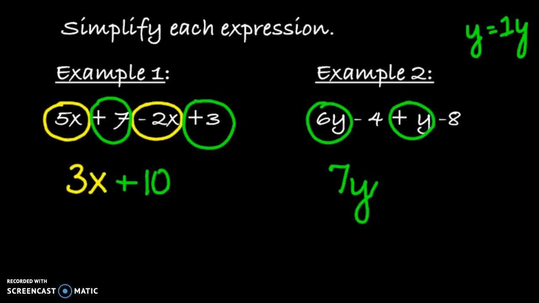And then again, I look for like terms. This 4 has a negative sign in front of it, so I'm going to have a negative 4, and this 8 has a negative sign in front of it, negative 8. Negative 4 and negative 8 is negative 12, and I usually write this as 7y minus 12.